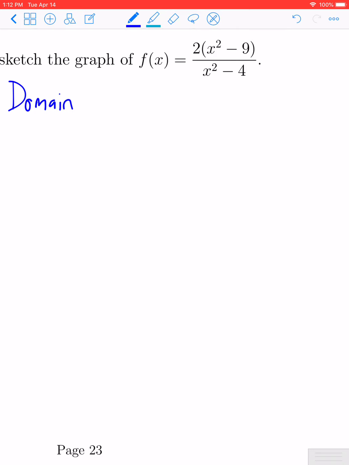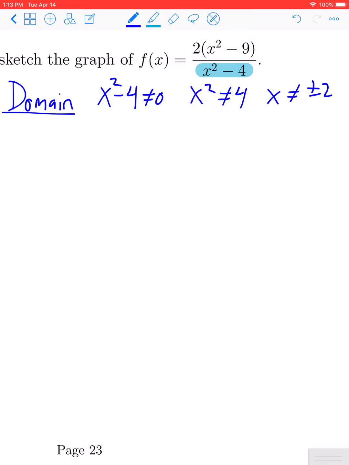It does have a denominator, and we know that that denominator cannot be equal to 0 for this to be defined. So it's going to be all x such that x squared minus 4 cannot be equal to 0. That means that x squared cannot be equal to 4. Taking square roots will mean that x cannot be equal to plus or minus 2. So the domain of this function is going to be all x except plus or minus 2.